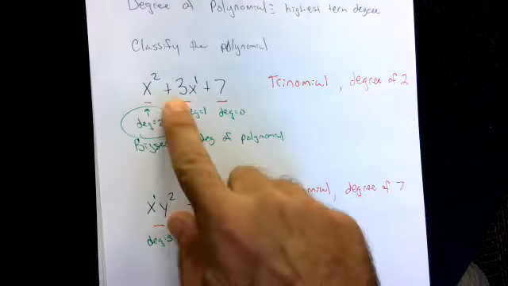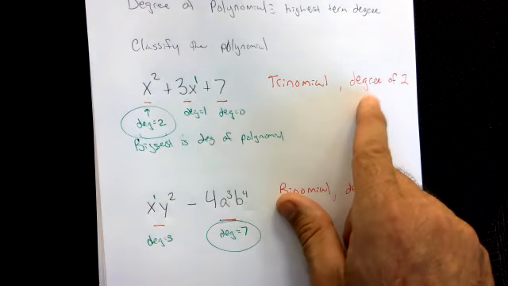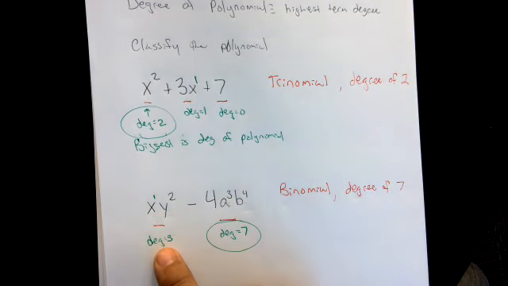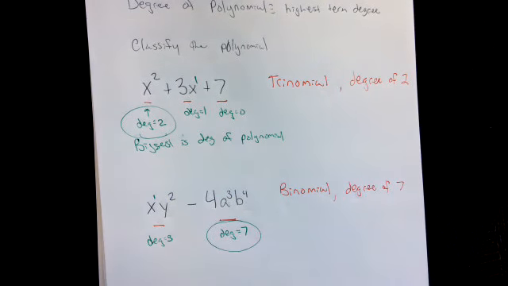So when you have multiple terms, you got to find the degree of each. The biggest one is the degree of the whole polynomial. So same thing, multiple terms. This one's degree 3, this one's degree 7. So the whole polynomial has a degree of 7.